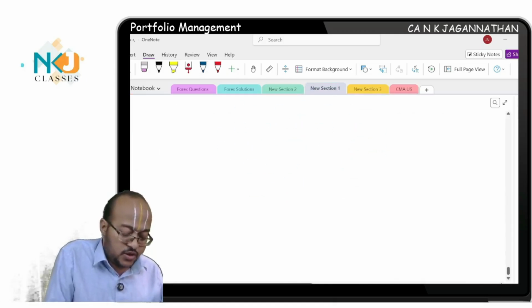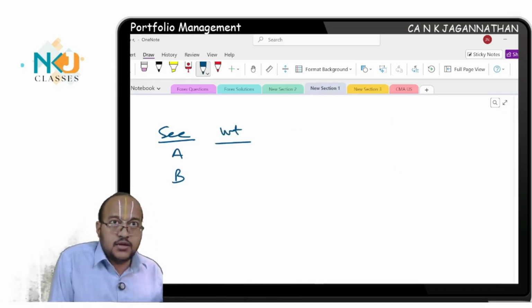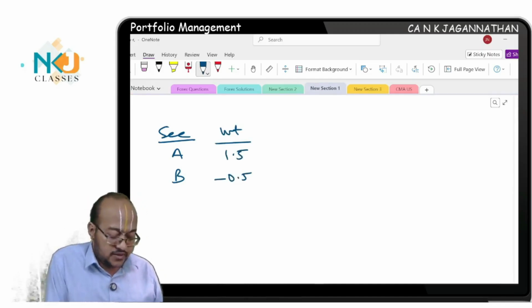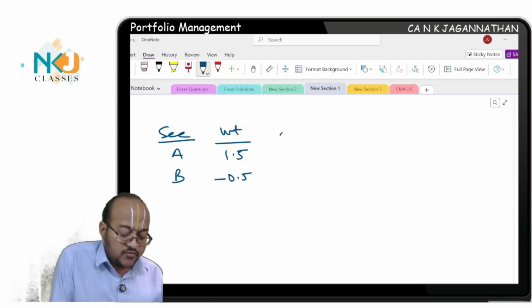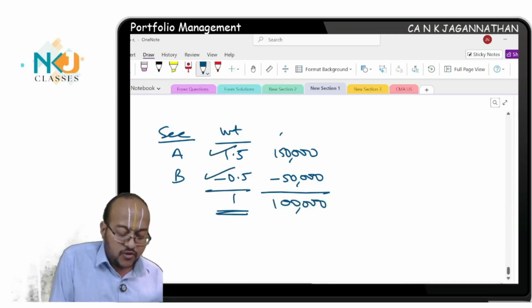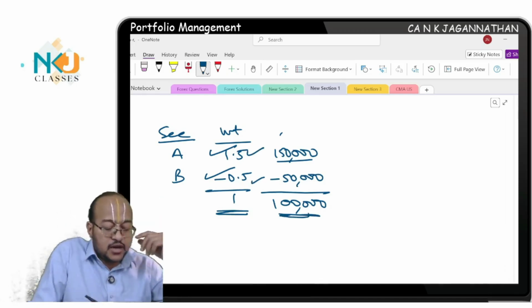Very simple. I will show you here what happens. Security A and B. Are you listening? So here the weight, if I say, is 1.5 and minus 0.5. This is what we have invested. See, very simple. Invested amount. How did we get this weight? Very important. 1,50,000 I invest. I had 1 lakh in hand. I short sold 50,000. Okay, total I had in hand 1 lakh. Are you all understanding? This is the proportion. This is the weight. 1,50,000 divided by 1 lakh, how much is that? 1.5. That is what is given. Minus 50,000 divided by 1 lakh is minus 0.5. Are you all understanding the weight?